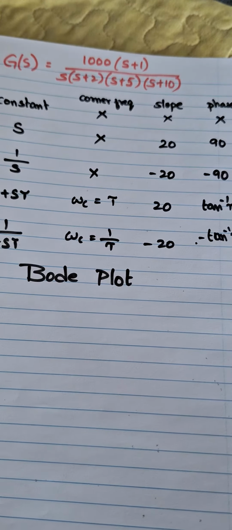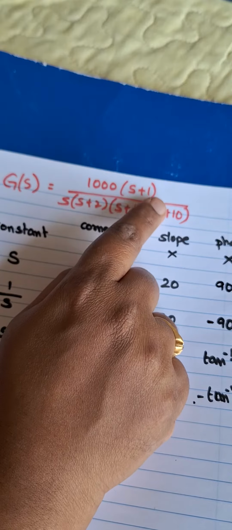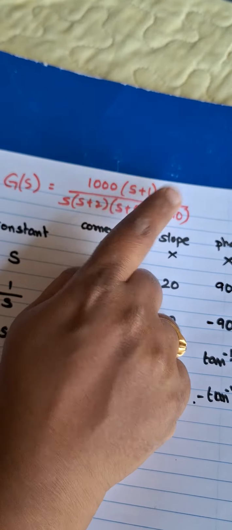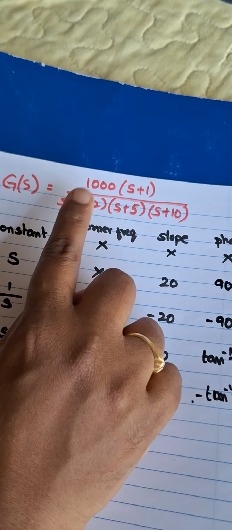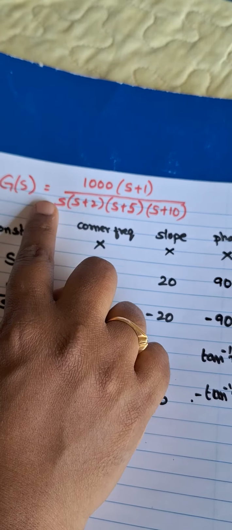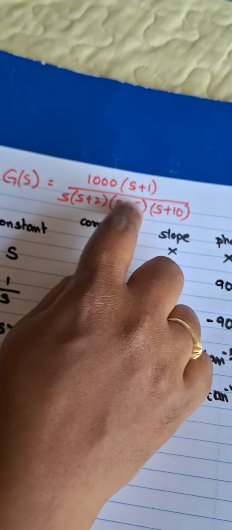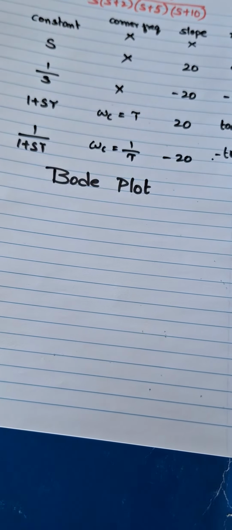Okay. So now to start with the Bode plot, our standard equations are 1 plus s tau, s, or 1 by 1 plus s tau. But here if you look at the equation, s plus 1 we can write as 1 plus s, so this is fine. But s plus 2 should be 1 plus s, meaning 2 should come out, and it will be 1 plus s by 2. Same way 5 comes out, 10 comes out. So first let us bring it into standard equation format.